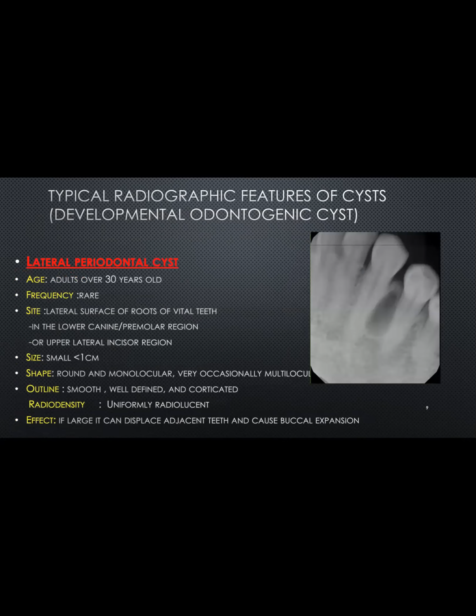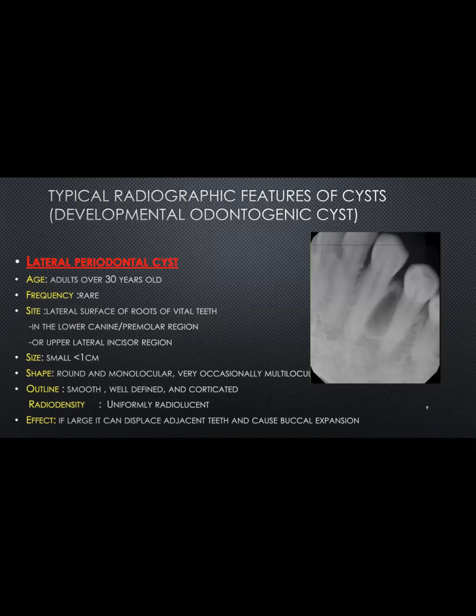Now, we're going to talk about the lateral periodontal cyst. Usually the diagnosis of this cyst, we reserve it for a cyst that's in a periodontal region, but it's not inflammatory or an odontogenic keratocyst. So this happens in adults over 30 years old. It's rare. It happens on the lateral surface of the vital teeth, most common in the bottom canine to premolar region, like you can see in the X-ray, or upper between the lateral incisor area.